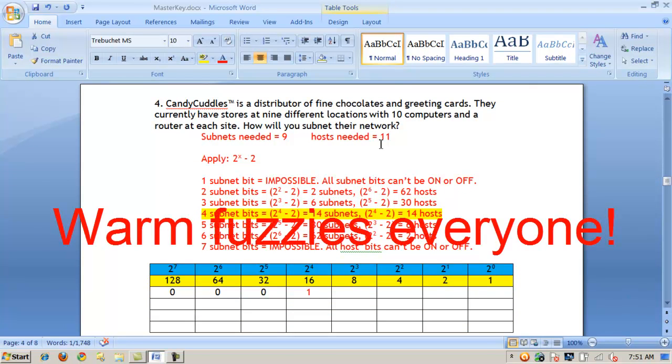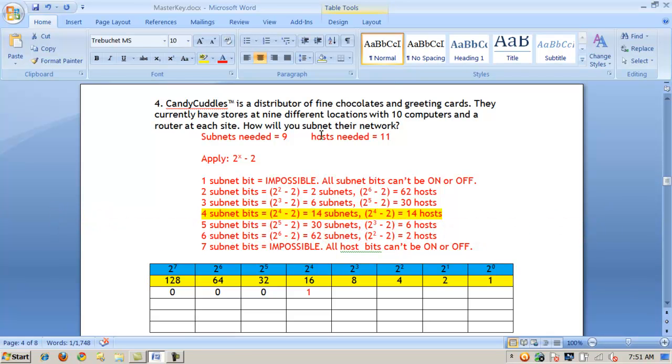Candy Cuddles is a distributor of fine chocolates and greeting cards. They currently have stores at 9 different locations with 10 computers and a router at each site. How will you subnet their network? Well, if you count the router having an IP address, you have to accommodate at least 11 hosts. How many subnets do you need? They have stores at 9 different locations. So 9 distinct sites are subnets and 11 hosts per subnet.